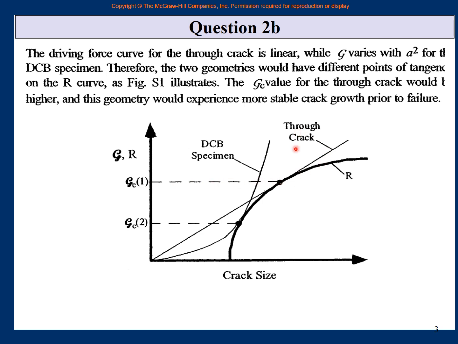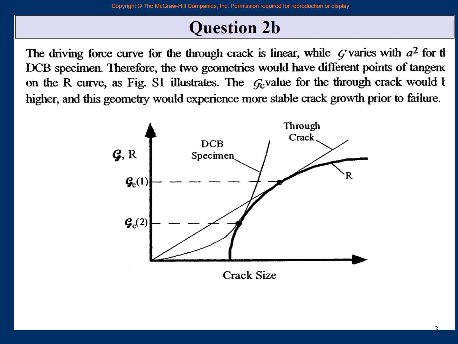For the linear one, the through crack, this is the GC, and for the double cantilever beam, this is the GC. So it is now very clear that the critical energy release rate for the through crack will be significantly higher than that for the DCB specimen. This is again one of those questions where we look at the physics and the math of the problem. You don't have to do any numerical calculation. It just refers to your understanding of the problem, that this graph of the rising R curve is there. Remove the other things from there, only the rising R curve graph.